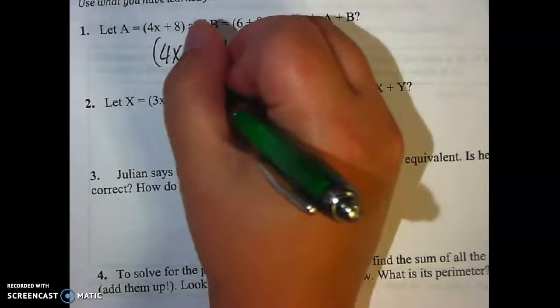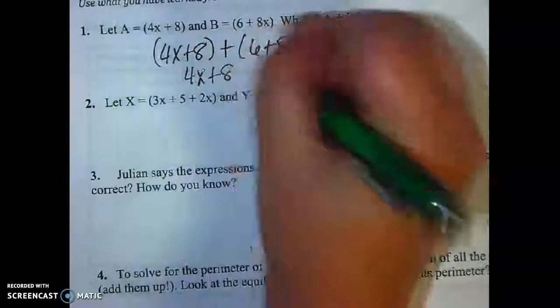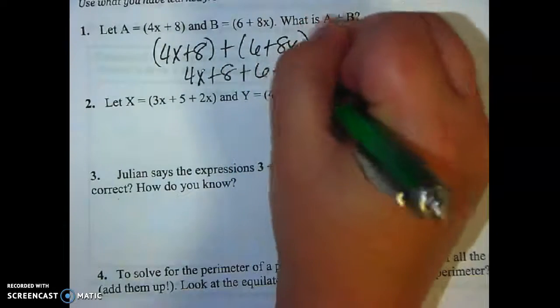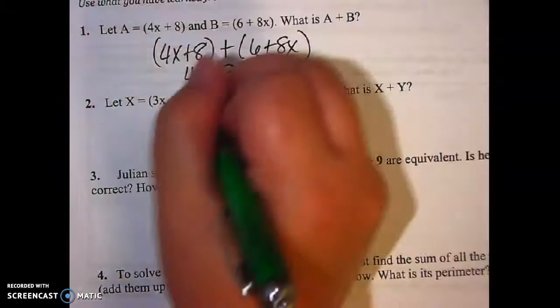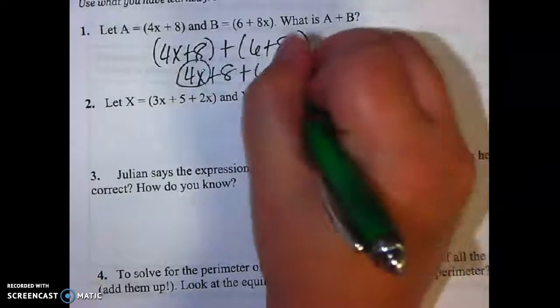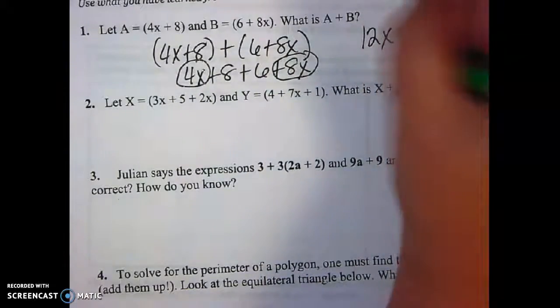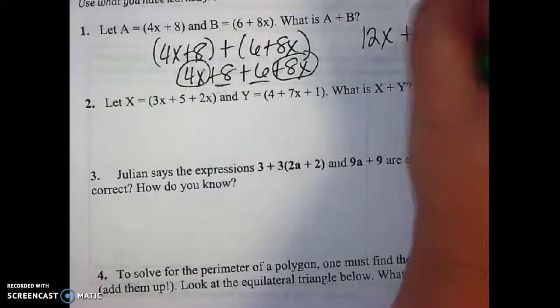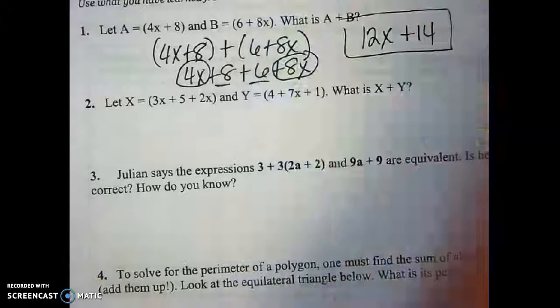So I can rewrite this without my parentheses. And now I combine like terms. 4x plus 8x is 12x. 8 plus 6 is 14. 12x plus 14.